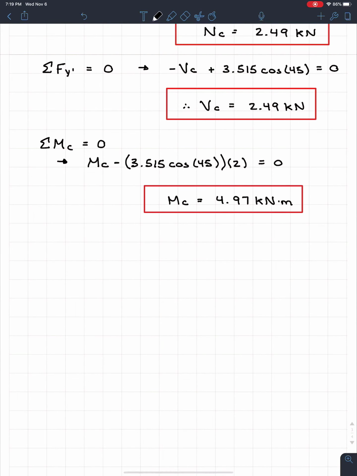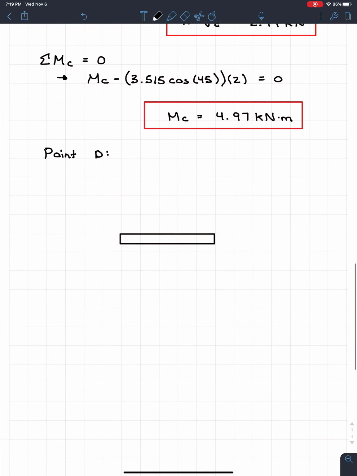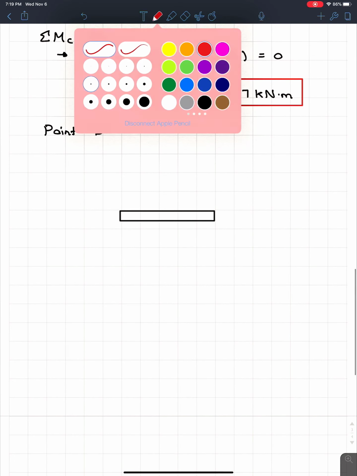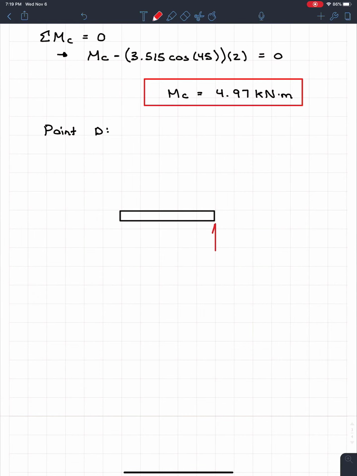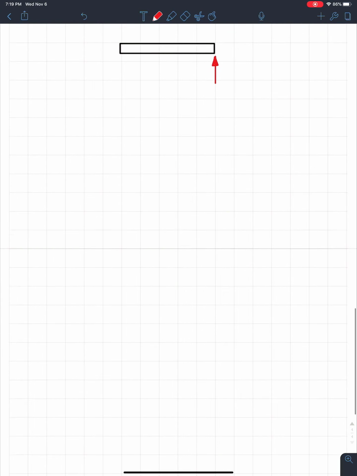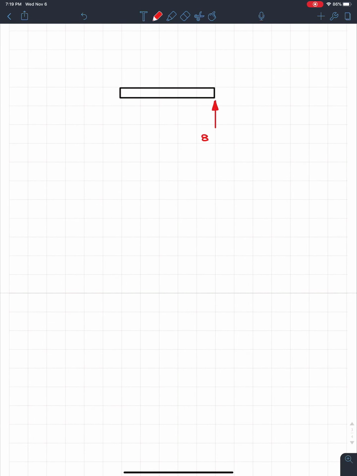So first thing first, we're going to go, oops, I was going to say joint, but we're so done trusses. So we're going to put point, not joint, point D. And if we cut, we're going to just have a nice horizontal beam. So something like this. We know on the very right hand side we have a By reaction. So right here we have By. And we already know that By, looking up here, is 8.485 kilonewtons upwards.